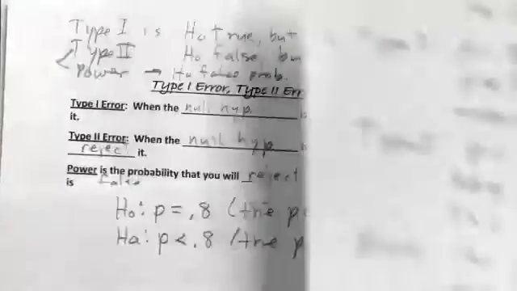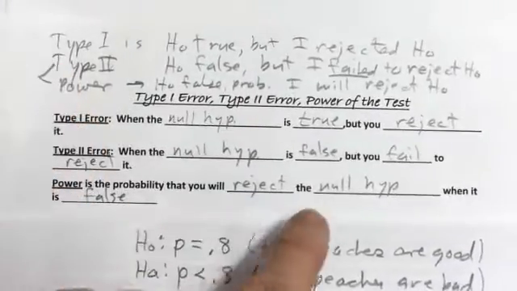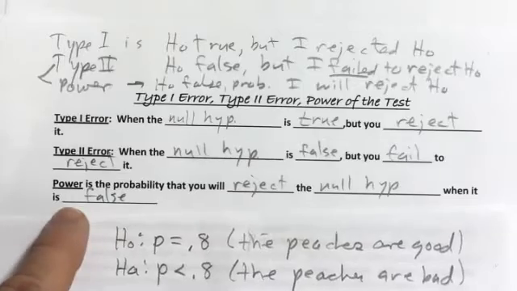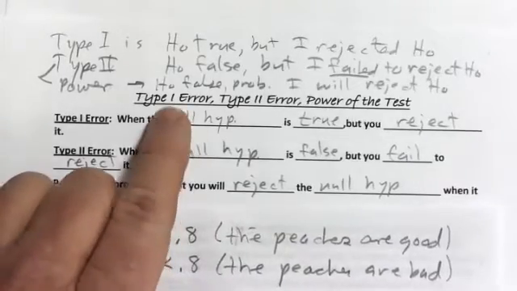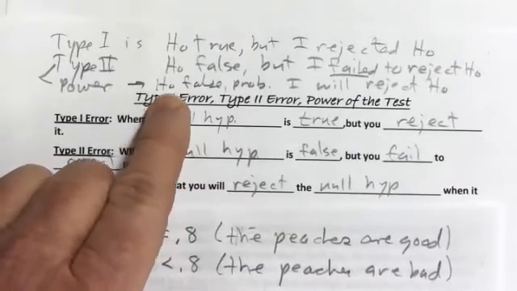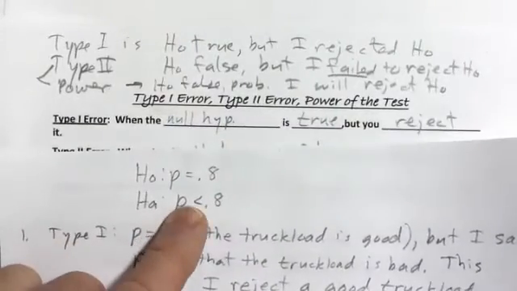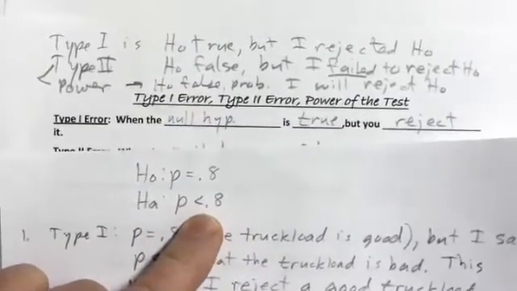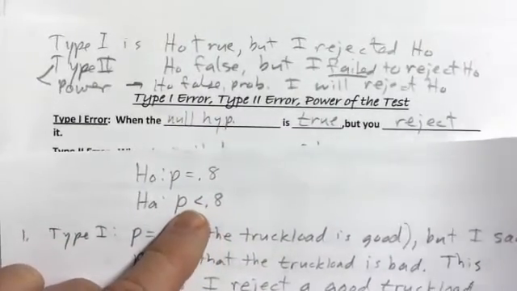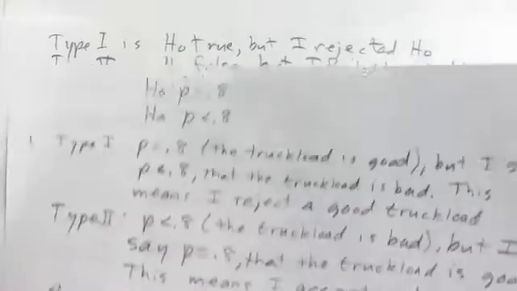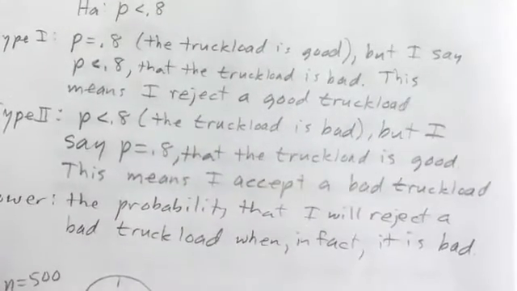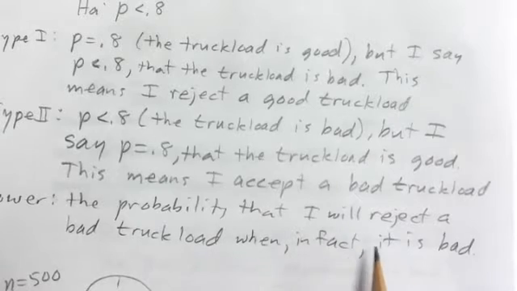And so what is the power of the test? The power of the test is when you reject the null hypothesis when it's false. In other words, it's the probability that when the null is false, I'm going to reject it. In this setting, it's the probability that when you have bad peaches, you're going to say that they're bad and reject them. So power is the probability that I will reject a bad truckload when in fact it is bad.